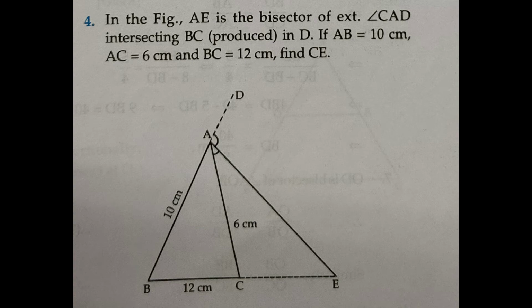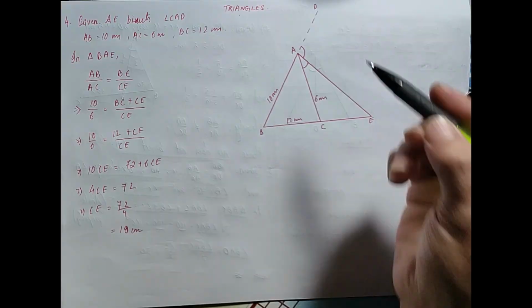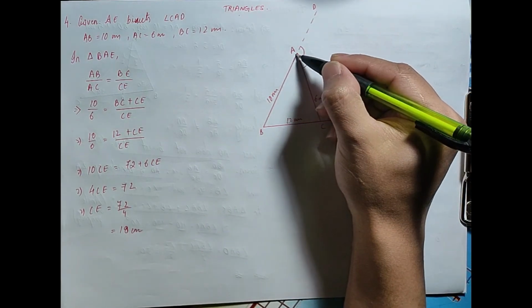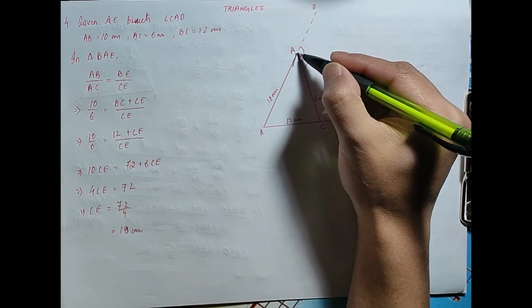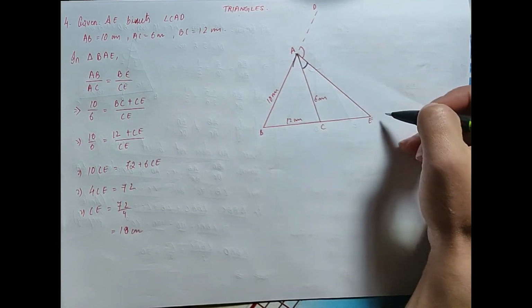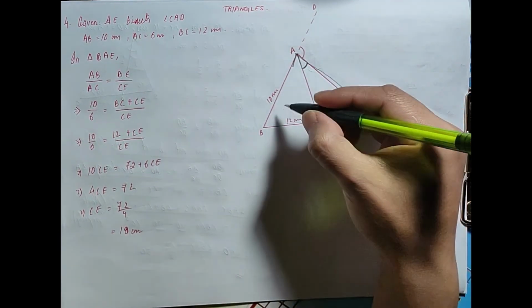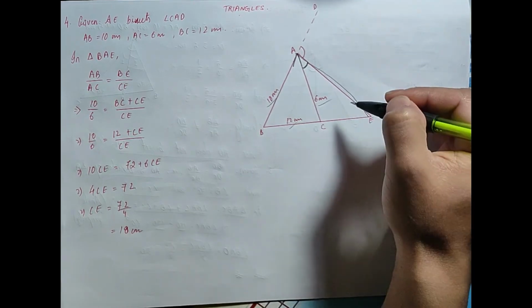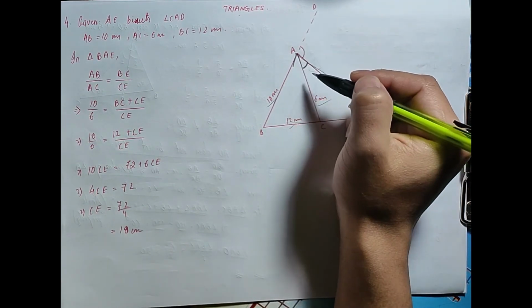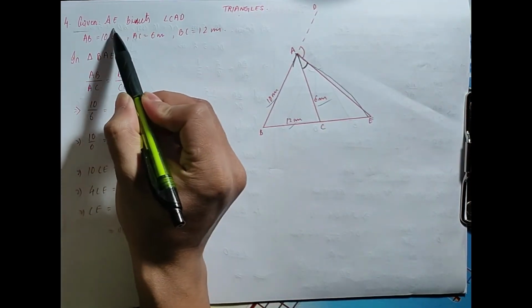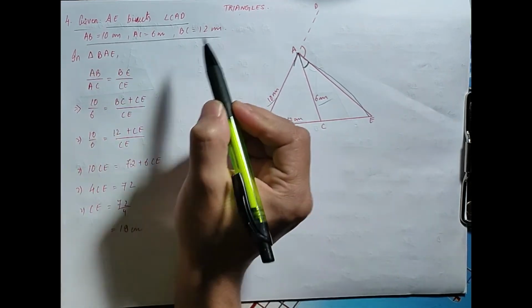Okay. In the figure, AE is the bisector of exterior angle CAD intersecting BC produced in D. If AB is equal to 10 cm, AC 6, BC 12, find CE. So basically this is your figure where this is your angle and it is bisected externally, something like this. So AE is the bisector of this angle A externally, and these are the values that are already given. Okay, so this looks like the second theorem that we discussed. So given AE bisects angle CAD and these are the values that are given.